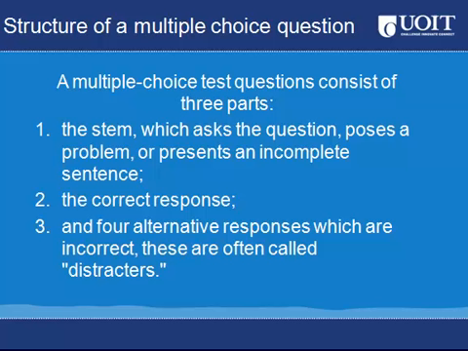Now we're going to review the structure of a multiple choice question. There are 3 parts. Part number 1 is the stem, which asks the question, poses a problem, or presents an incomplete sentence. Number 2 is the correct response, which is what we're looking for. And number 3 is 4 alternative responses, which are incorrect, and these are often called distractors.